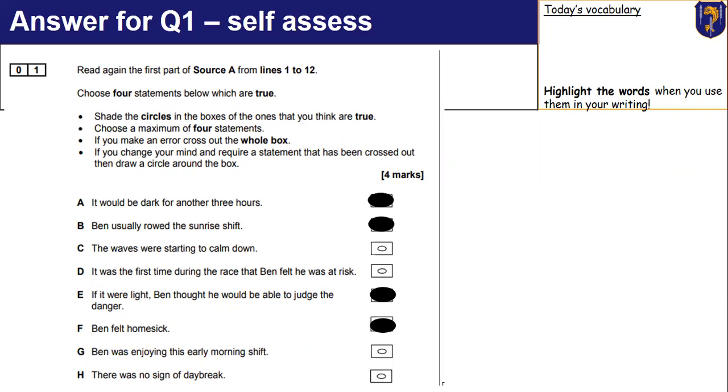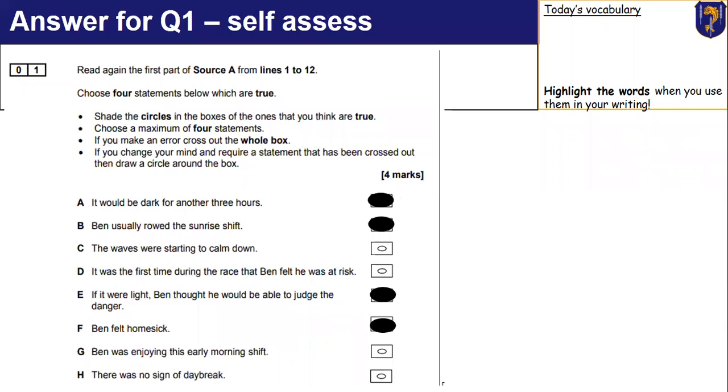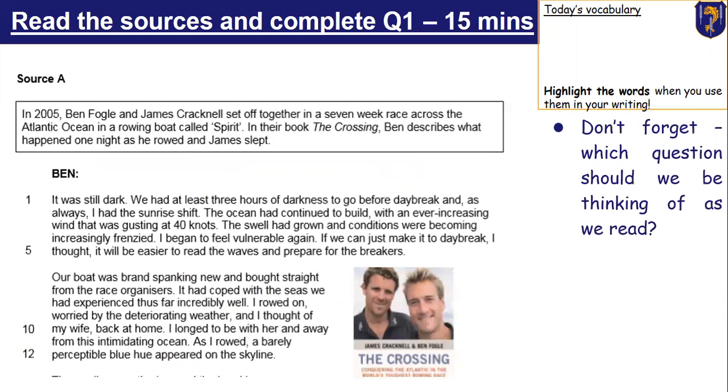Okay, so Ben was enjoying this early morning shift. He's not enjoying it, is he? At all. And there was no sign of daybreak, so that's not true because it says at the bottom on lines 11 and 12, as I rowed, a barely perceptible blue hue appeared on the skyline. So that's the sun rising. Okay, so therefore we know that one is not true, but that's again inference because it's not explicitly saying it. It's you looking at the language used to make your own mind up.